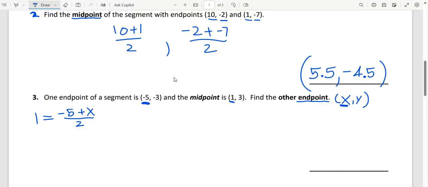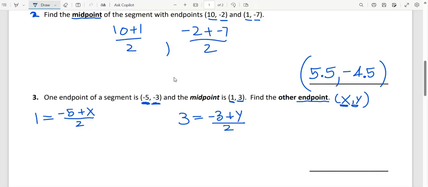Half the battle is setting it up, and then we're going to have to solve it. Before I solve the x one, let's set up the y one, okay? What's the y for the midpoint? 3 equals, what's the y of the endpoints? -3 and y. So I'm going to add those up and divide by 2. This is how you find a missing endpoint. So now my job is to solve these 2 equations.